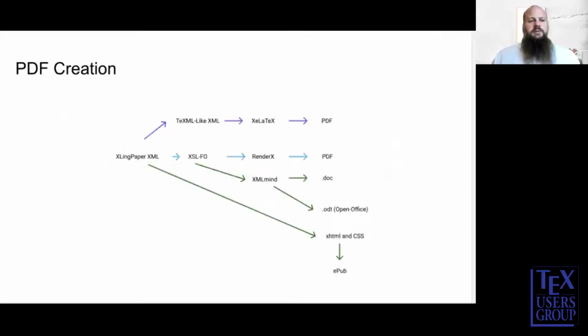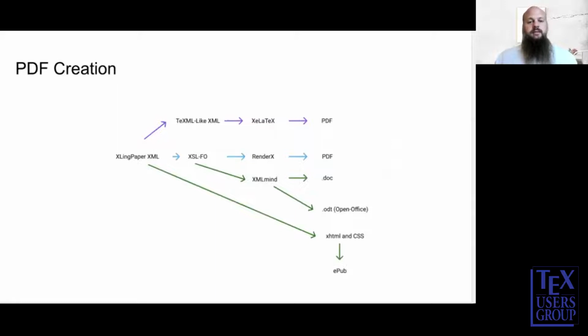Now, to discuss PDF creation, XLingPaper has a couple of options. It has several different document type outputs. Among those are ePUB and XHTML and CSS. XLingPaper directly exports to XHTML and CSS. Then there's a secondary process to convert those to ePUBs.